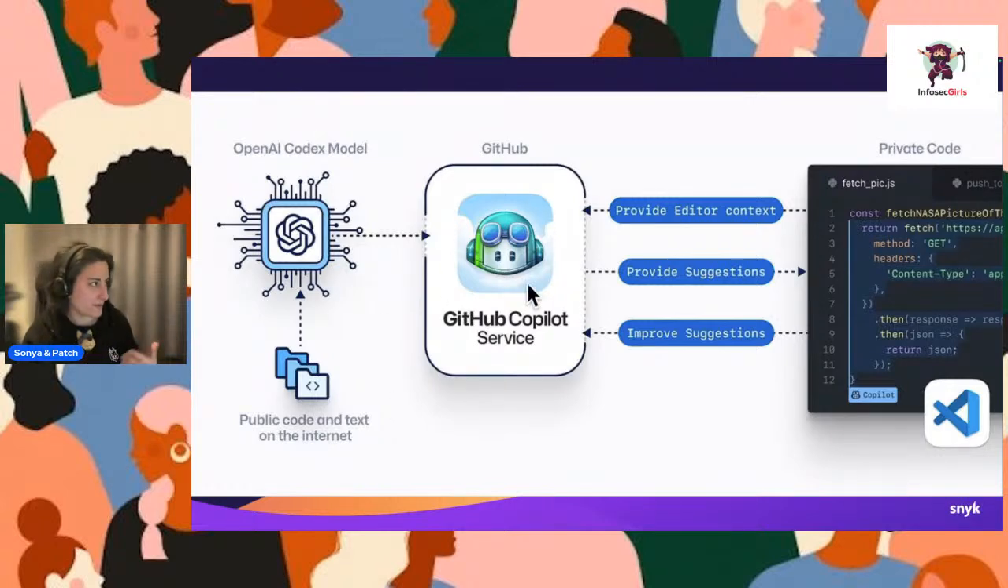Then you have the GitHub Copilot service, which uses the OpenAI Codex model to assist developers and provide code suggestions directly in the code editor. You can see here: provide editor context, provide suggestions, improve suggestions. These are some of the prompts and features you can leverage from GitHub Copilot to interact with the code editor. So in the IDE, using the GitHub Copilot service, you can interact with your private code. It provides suggestions for code completion or snippets of code based on the context of the code that has been written within your window. This also takes into account factors such as the naming of variables, the structure of your code, and the intent behind the comments or natural language description provided by the developer.